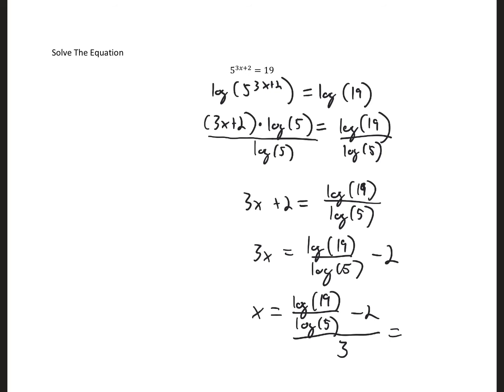And you'll see in the video below, I show you how to compute this value using your graphing calculator. But this value to 3 decimal places is negative 0.057. So that means this value of x is about negative 0.057.